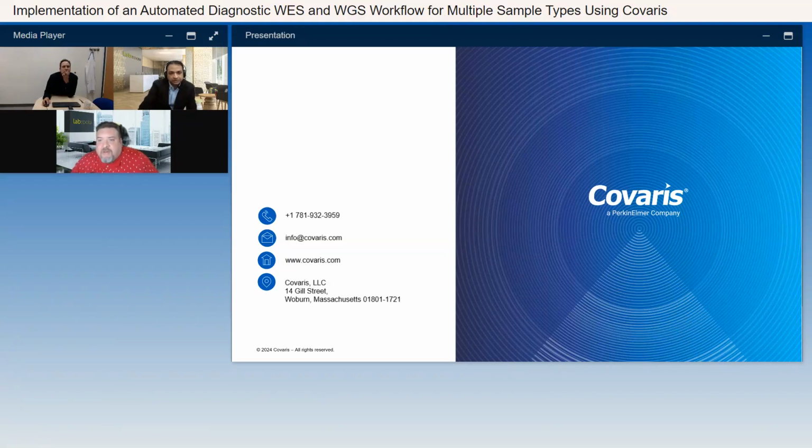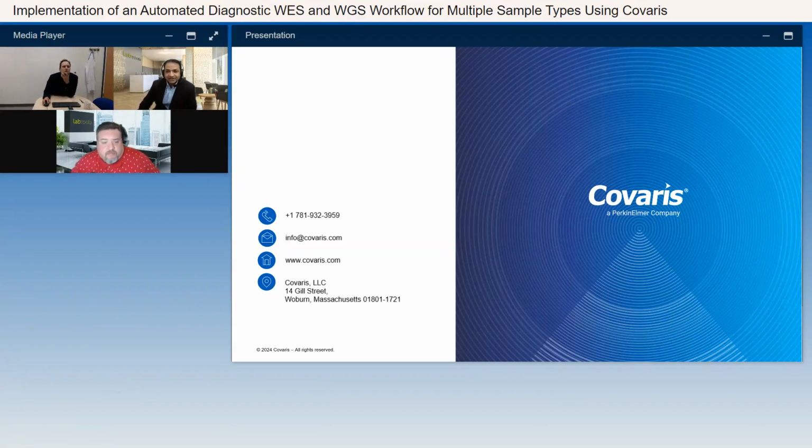I apologize for that. Could you comment on how the Covaris shearing and library preparation workflows facilitate the standardization of insert sizes across different sequencing platforms?